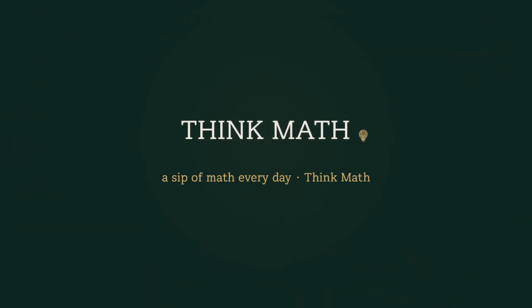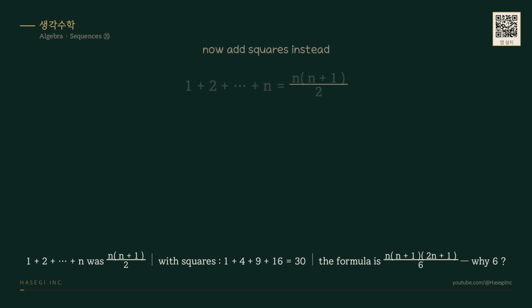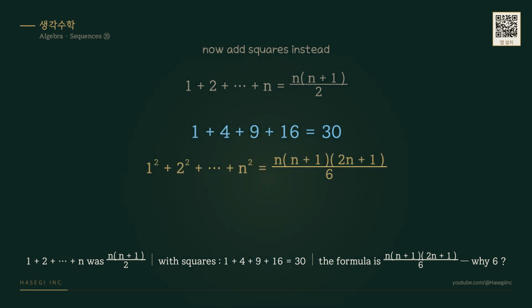Think math. Last time, adding from 1 up to n gave n times n plus 1 halved. So what happens when we add squares instead? 1 plus 4 plus 9 plus 16 is 30. The formula is n times n plus 1 times 2n plus 1, and then divided by 6. Last time we halved. Where does a 6 suddenly come from?